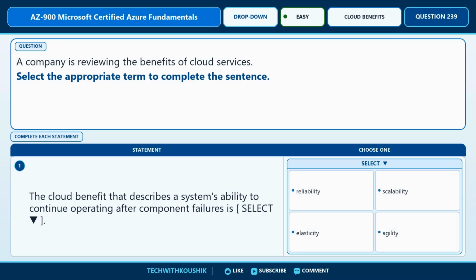Here's an important one, question number 239. The key situation is this. A company is reviewing the benefits of cloud services. Select the appropriate term to complete the sentence. Now look at statement 1. The cloud benefit that describes a system's ability to continue operating after component failures is the blank. Choose between 1. Reliability, scalability, elasticity, or agility.